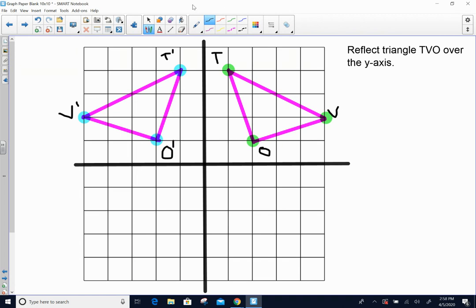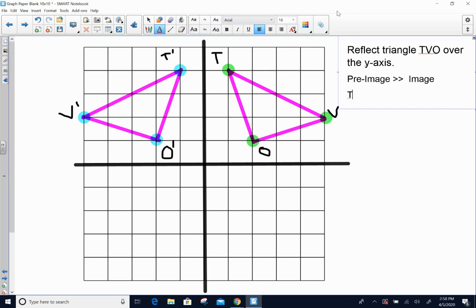All right. Now, when I write this out, I've got my pre-image. I'm reflecting over the y-axis, and that's going to give me my image. So I'm going to start with point T. My pre-image, point T, was a positive 1. I went to the right one, and I went up 1, 2, 3, 4. So your y value is a positive 4.